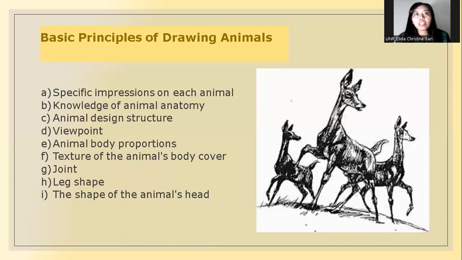Now, the basic principles of drawing animals: the specific impression of each animal, knowledge of animal anatomy, animal design structure like viewpoint, animal body proportion, texture of the animal, body cover or joint or leg shape, and the shape of the animal. For example, we must try the basic steps for drawing animals.